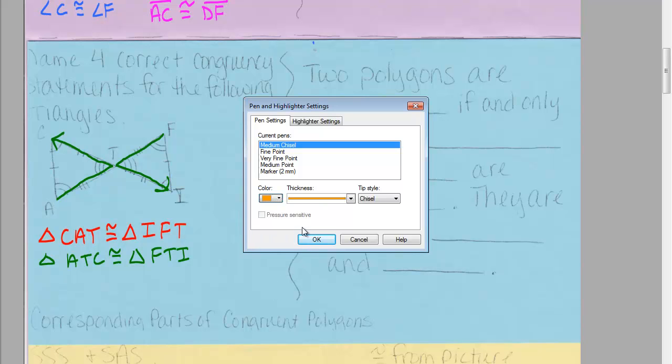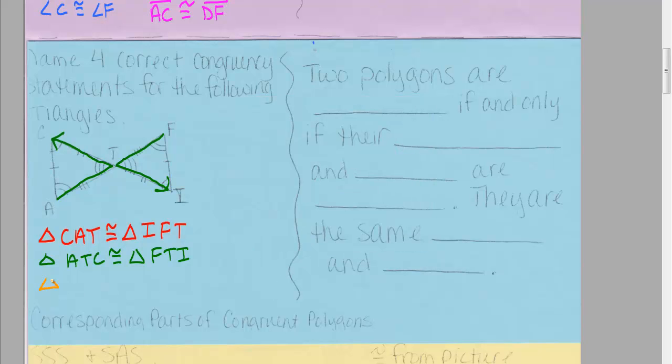Next we will do triangle TCA. Let me erase the green. So from 3 to 1 to 2. So TCA is congruent to triangle TIF.